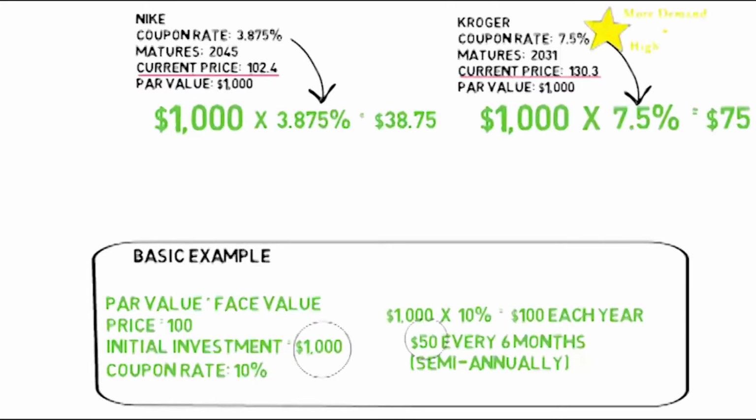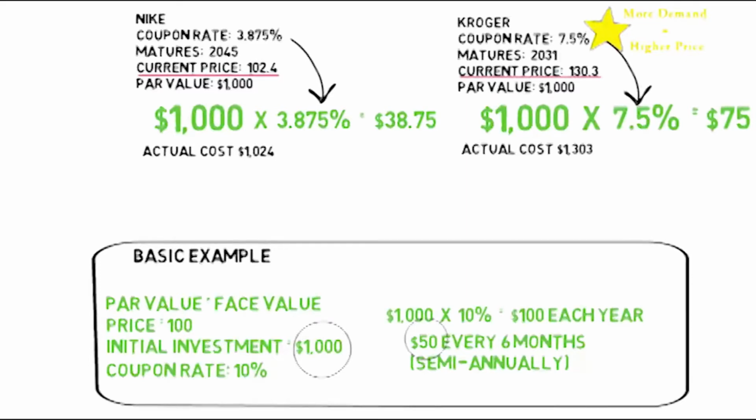The more people that buy it, the higher the price goes. So what does this mean for you as an investor? The 130.3 means it would cost you $1,303 for the same $1,000 worth of a bond, while the Nike bond will cost you $1,024.